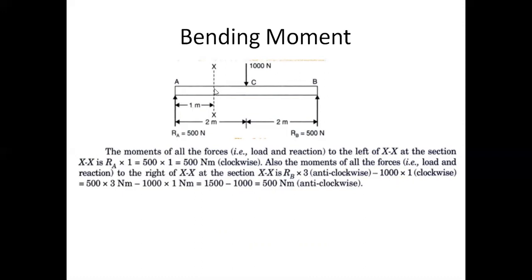So how many forces are there to my left? Only one force, that is RA, which is 500 newtons. So what is the moment of this force about this point? It is nothing but force, 500, into the perpendicular distance, which is 1 meter. So RA into 1, that is 500 into 1, 500 newton meters.